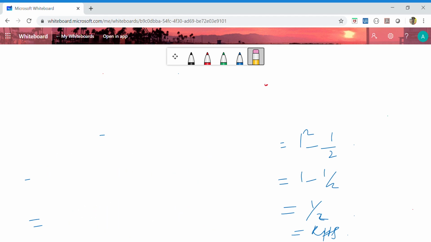Concept to concept connected question it is. See, every sum is very nice. You can understand the beauty of mathematics.